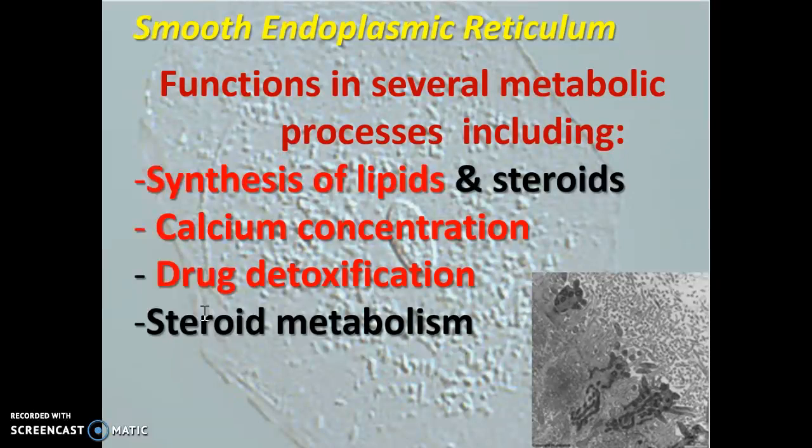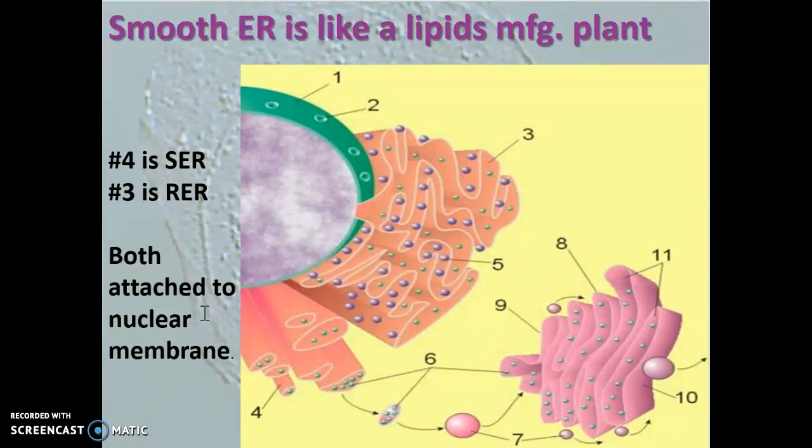So it's much like the liver. And since it's smooth and fats are smooth, it should be easy to remember that it is the site of lipid synthesis within the cell. And it's, like I say, a manufacturing plant.